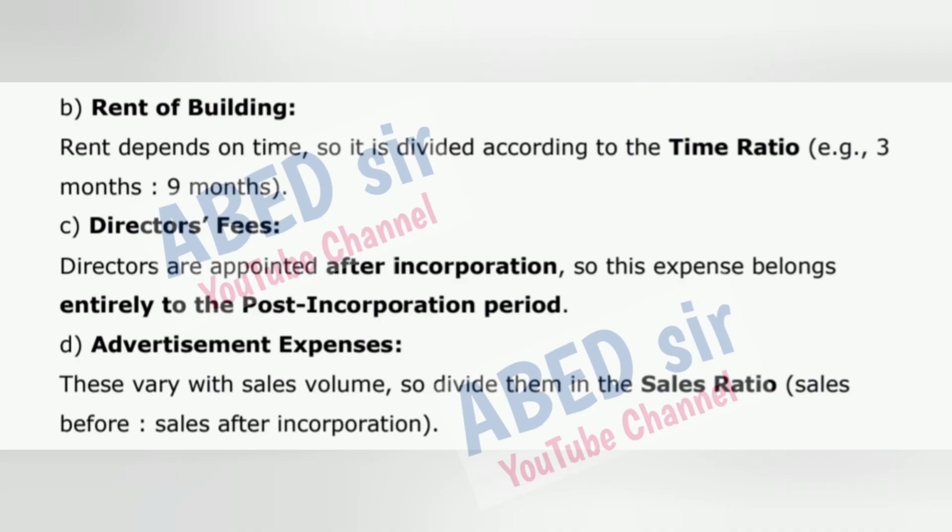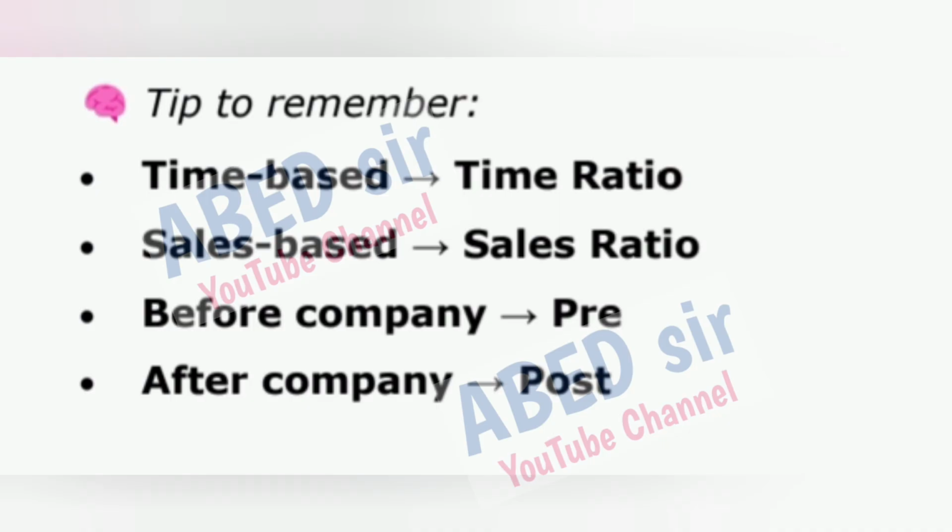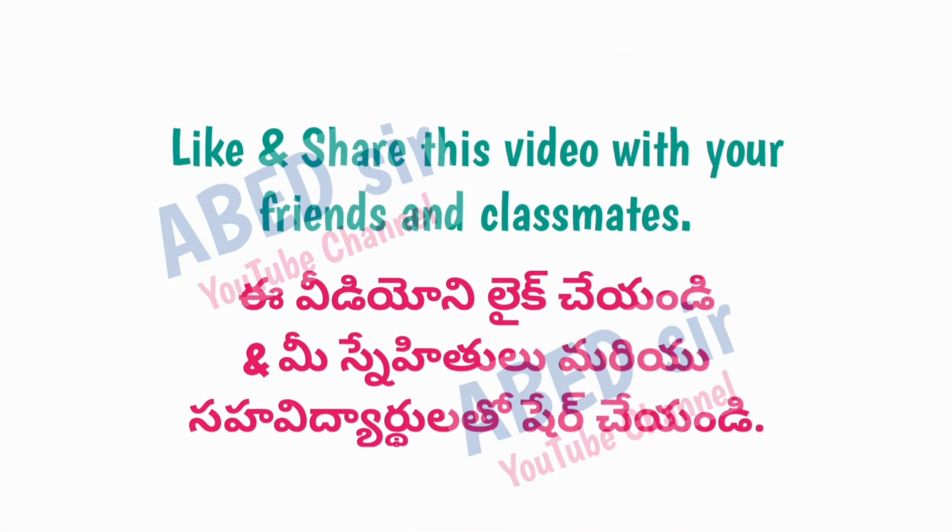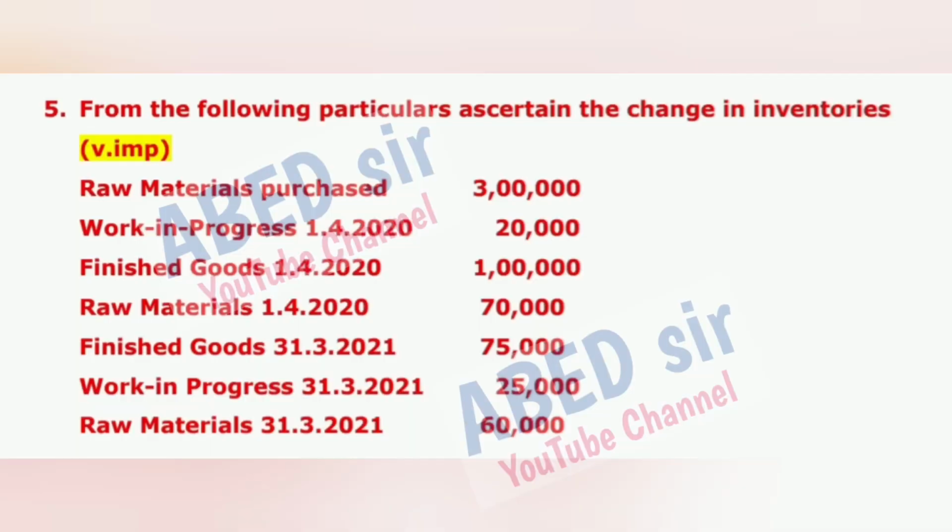D. Advertisement expenses. These vary with sales volume, so divide them in the sales ratio, sales before and sales after incorporation. Tip to remember: time-based, time ratio. Sales-based, sales ratio. Before company, pre. After company, post.